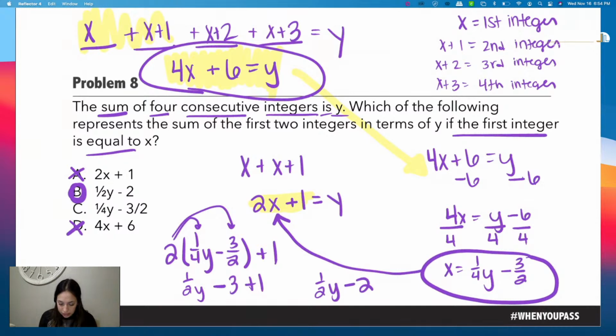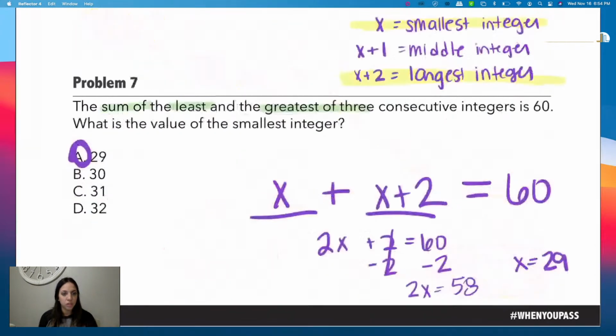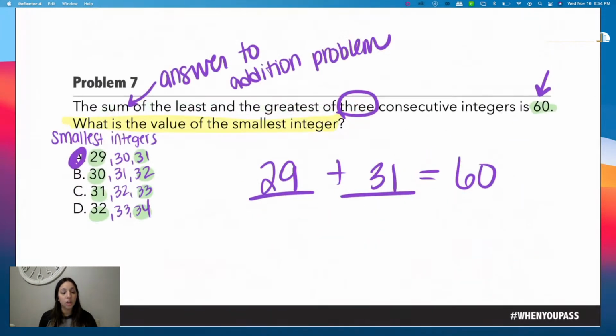So I subtracted 6 from both sides. I divided everything by 4, and I got x equals this. Then all I did was substitute out the x for all of that because x is the same thing as 1/4 y minus 3/2. They're the same. So I substituted out the x for all of that and simplified. If you don't understand this problem, but you understand this one and you understand this one, you're in a good place. Let's do one more.